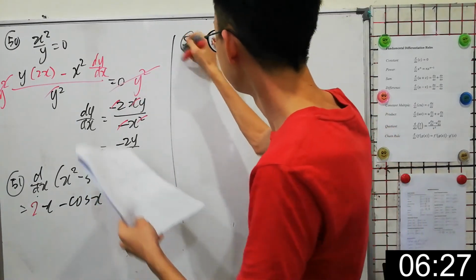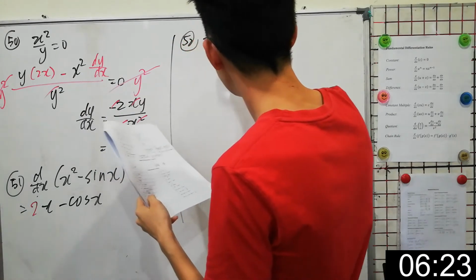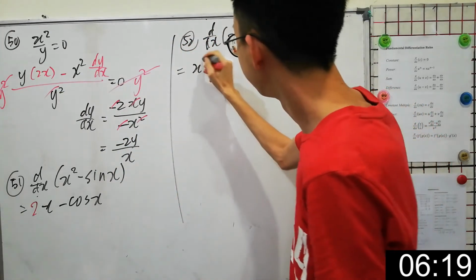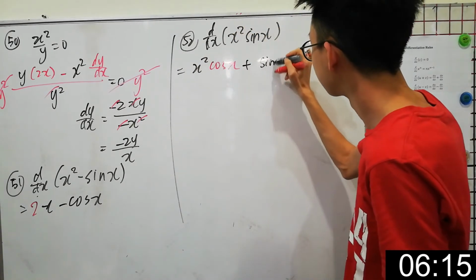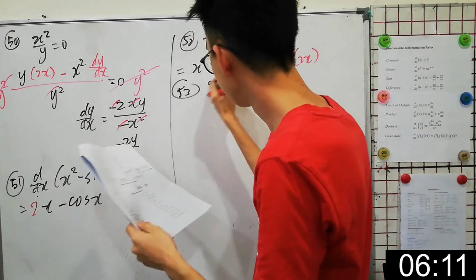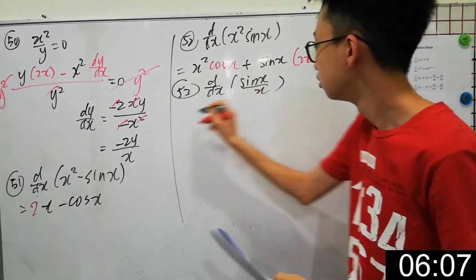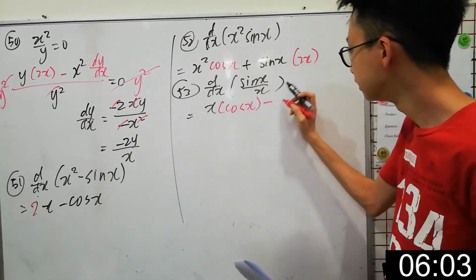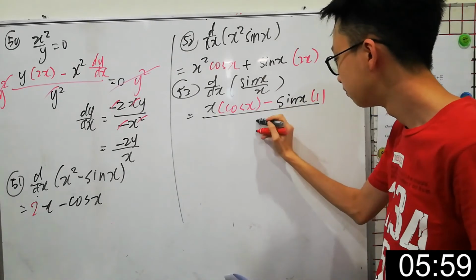Okay, 52. We have d dx of x squared sin x. Okay, so it's a product rule. Copy first function, differentiate second, plus copy second function, differentiate first function. Okay, 53 d dx of sin x over something. Okay, it's a quotient rule. Okay, copy bottom, differentiate top, minus copy top, differentiate bottom over bottom square.